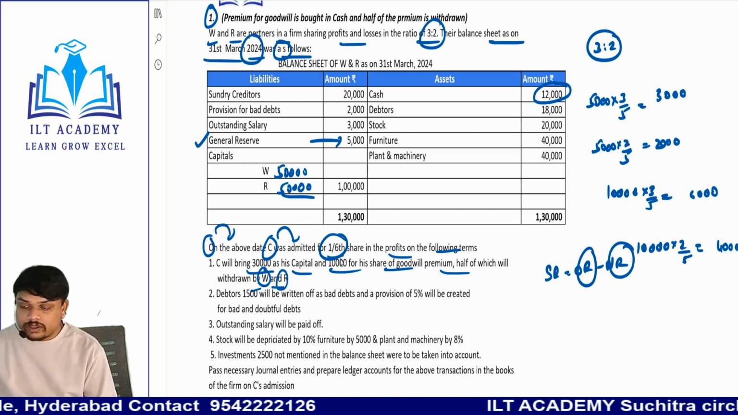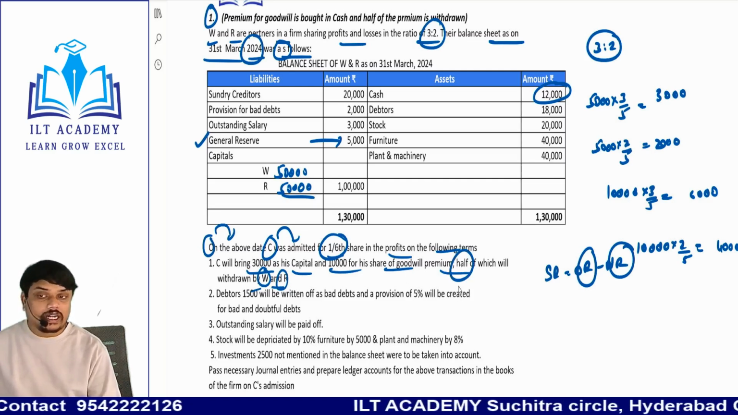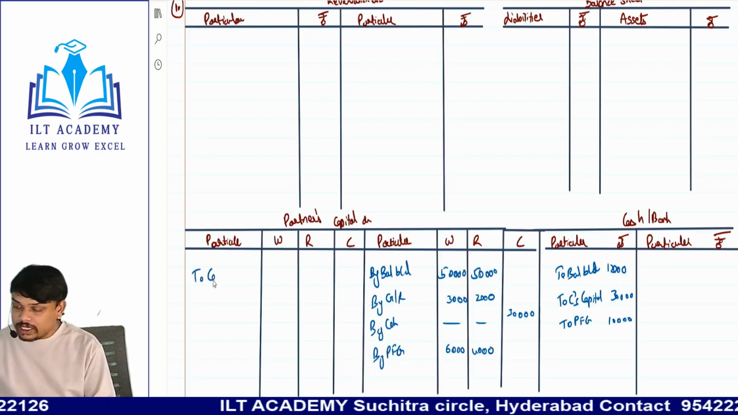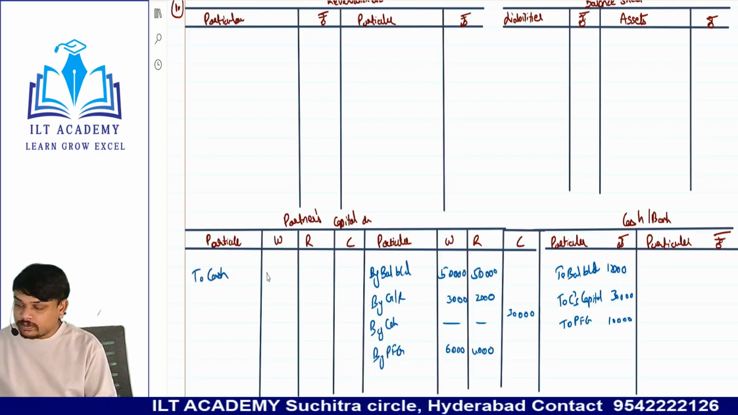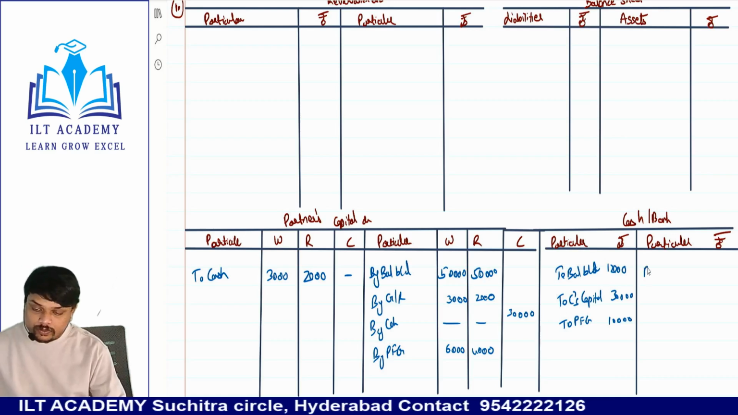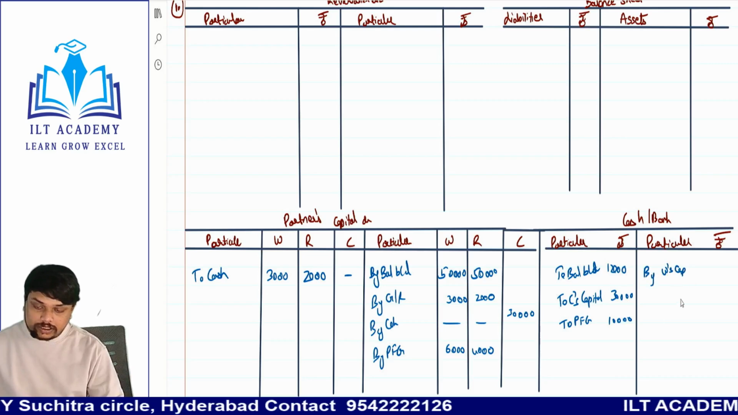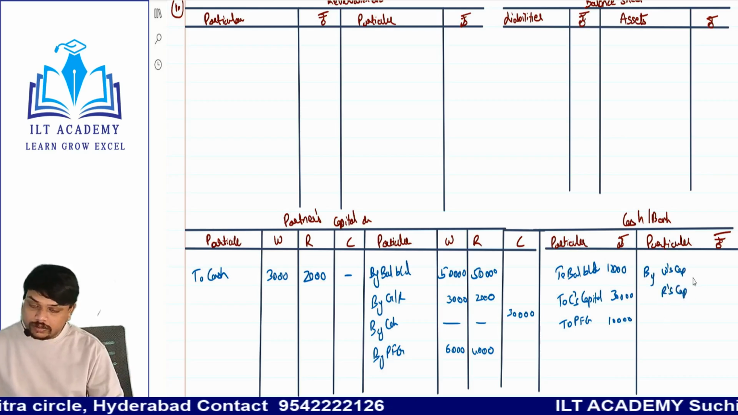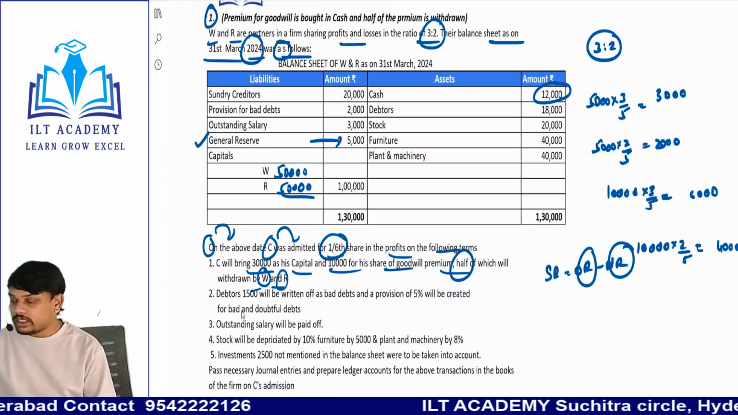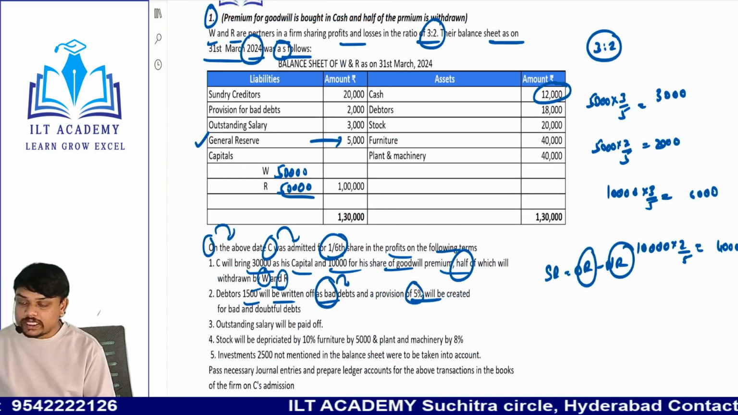Now the goodwill which is brought is withdrawn by W and R, but not in full. Only half of the amount is withdrawn by W and R. So to cash, that is 3,000 and 2,000, by W's capital account and R's capital account. 3,000 and 2,000. Done.